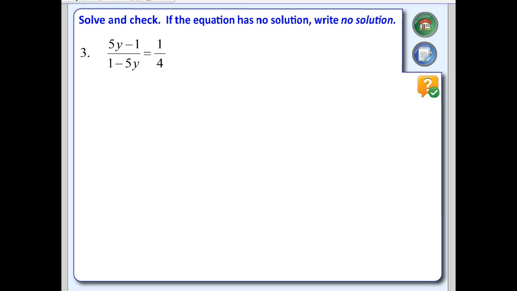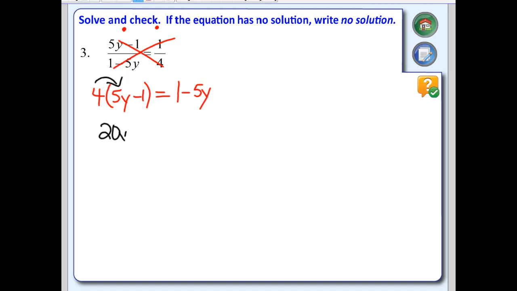Nice. Because I have a fraction equals a fraction, we can cross multiply. We can use our cross multiplying plan and use it to solve this problem. All right, so here we go. I'm going to go this way. 4 times 5y minus 1 equals, and here we go, 1 times that is 1 minus 5y. So we did our cross multiplying. Now what do we need to do? Yeah, let's take care of our distributive property over here. So 4 times 5y is 20y minus 4 equals 1 minus 5y.